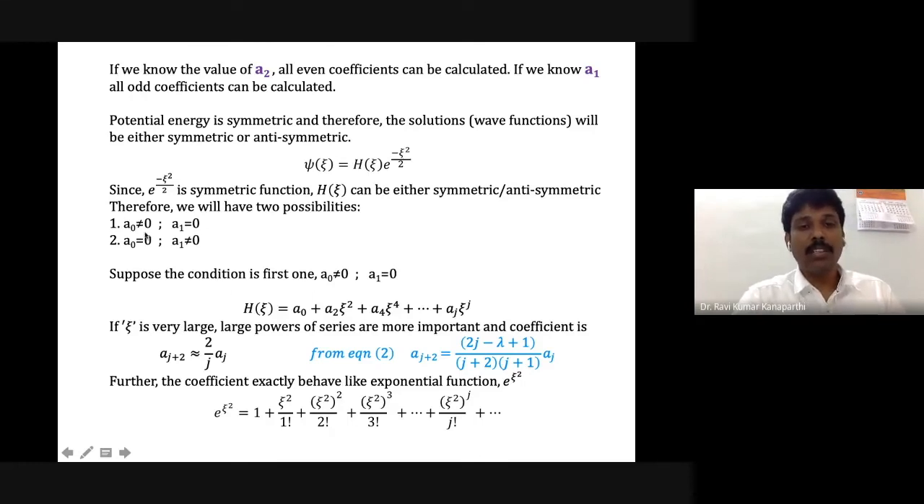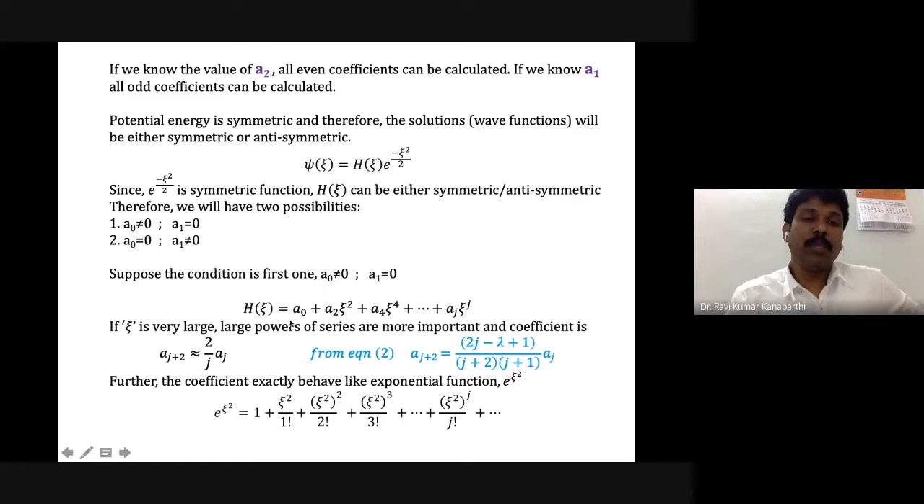Okay, the first condition is the even solutions. So when do we obtain even solutions? We obtain an even solution when a1 is equal to 0. So a1 equal to 0 means all the odd terms will become 0. Okay, if all the odd terms become 0, then what will happen to our infinite power series? All the odd terms will vanish, so it will contain only even terms.